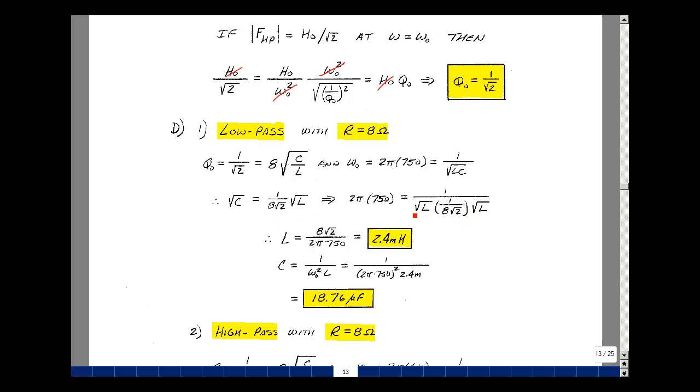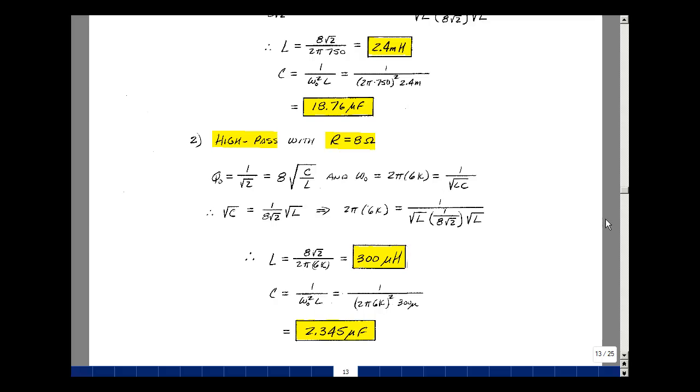And if I multiply these two together, I get the square root of L squared, so that's just equal to L. Put that over here, and then divide through by 2 pi 750, and then the reciprocal of this would be 8 square root of 2. That turns out to be 2.4 millihenries. Now that we know the value of L, we can go back and get the value of C from this equation. Square both sides of the equation, and then bring the C over here, and bring the 2 pi f squared, and then times the L. That gives me 18.76 microfarads.